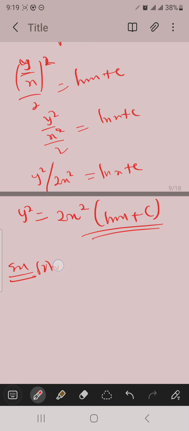Solve (x squared plus y squared) dy equals xy dx. This is the question. Now, how do you do this? How do you do something like this?